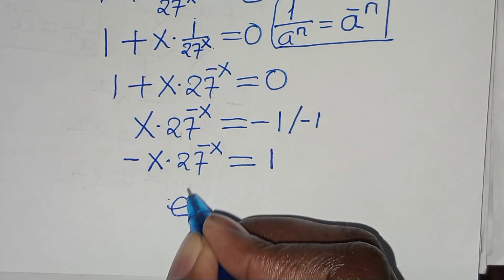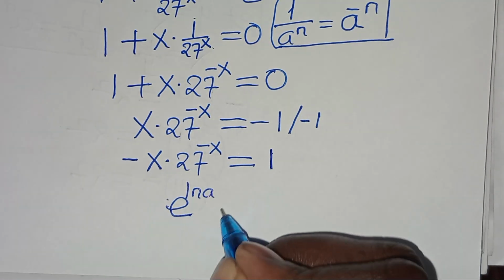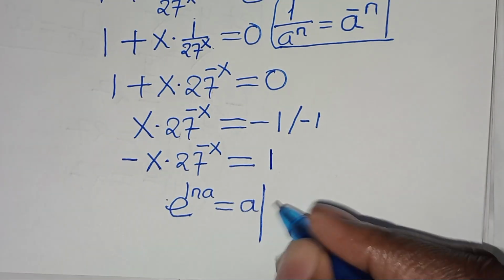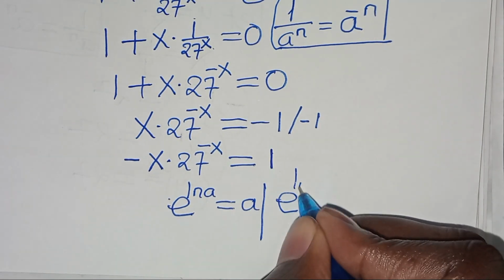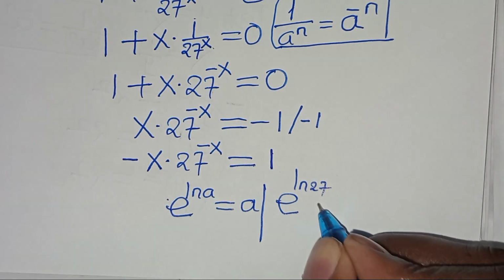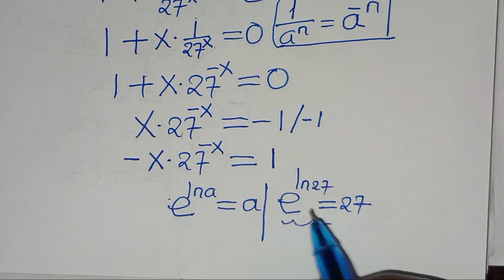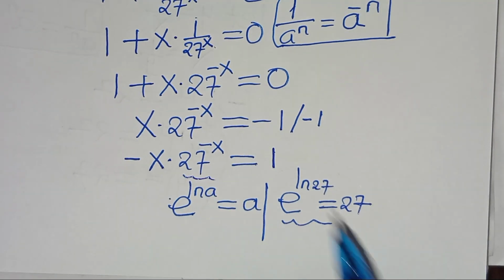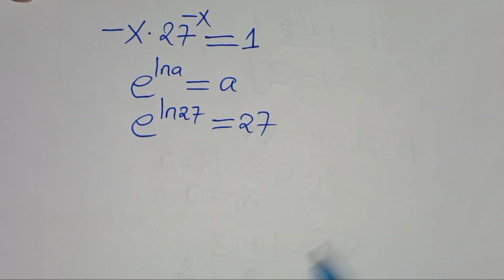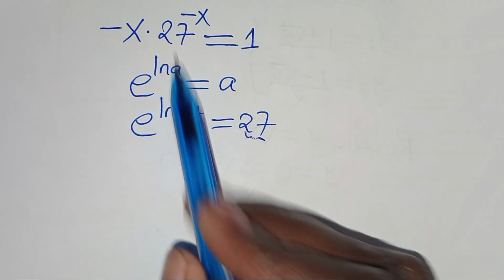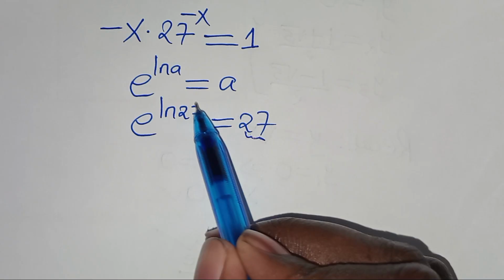exponent, that's e to the power of natural log of a, this is the same thing as a. So this implies here we have e to the power of natural log of 27. This is the same thing as 27. So let's introduce this here. Let's substitute where we have 27 with e to the power of natural ln of 27.